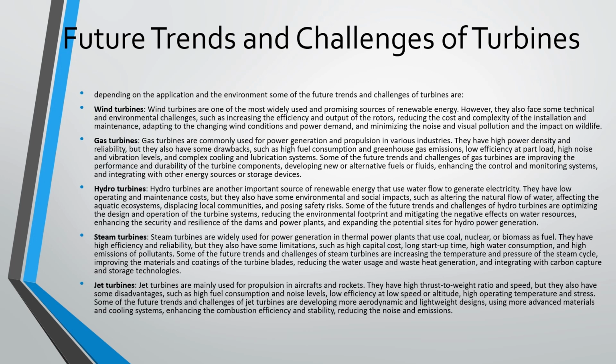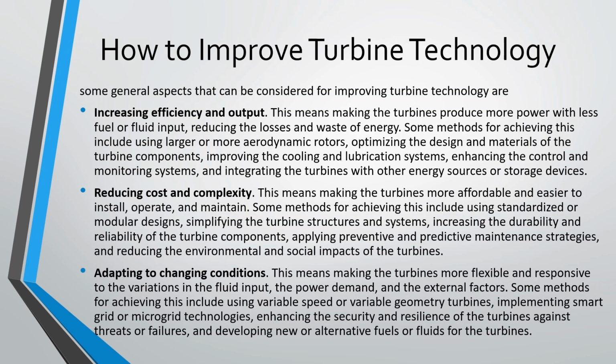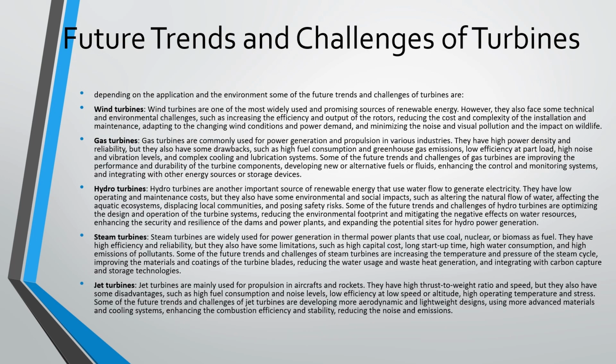Steam turbines. Steam turbines are widely used for power generation in thermal power plants that use coal, nuclear, or biomass as fuel. They have high efficiency and reliability, but they also have some limitations, such as high capital cost, long startup time, high water consumption, and high emissions of pollutants.